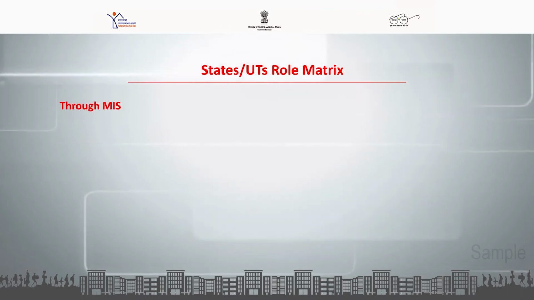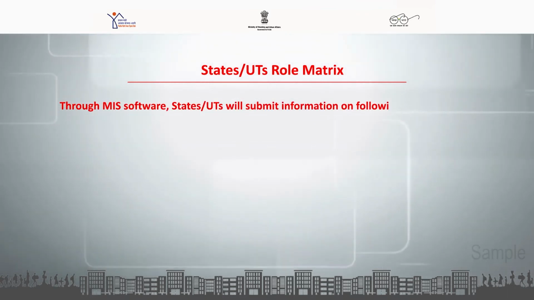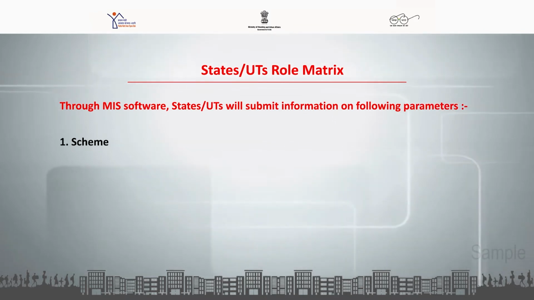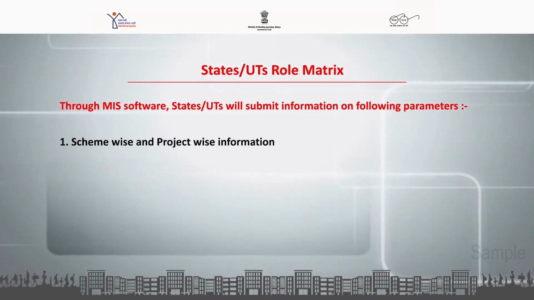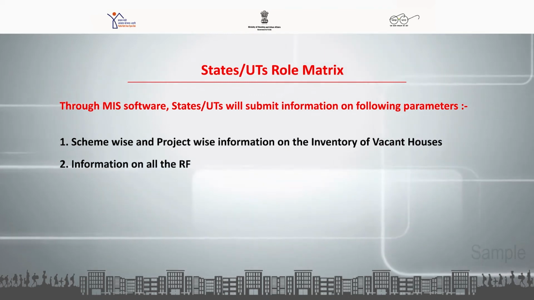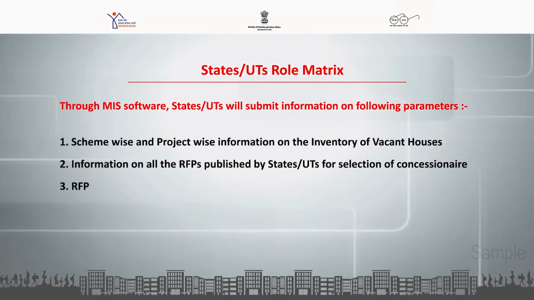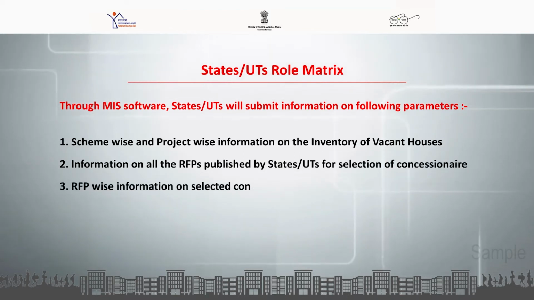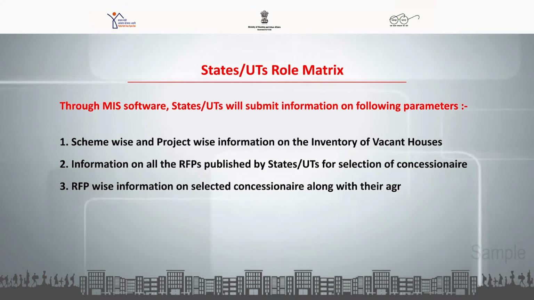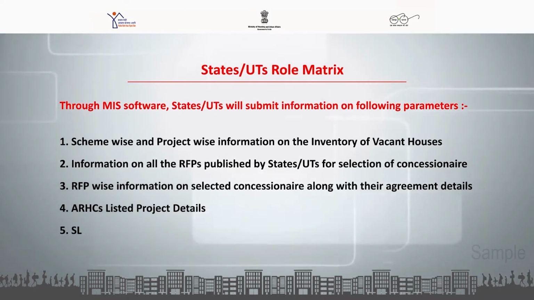Through the MIS software, states and union territories will submit information on the following parameters: scheme-wise and project-wise information on the inventory of vacant houses, information on all the RFPs published by the state and UT for selection of concessionaires, RFP-wise information on selected concessionaires along with their agreement details, ARHC listed project details, and SLSMC approvals.